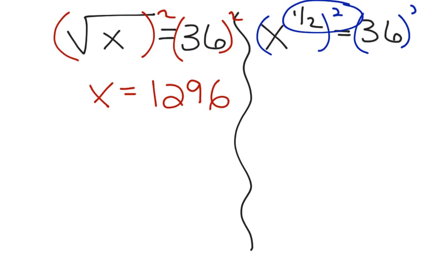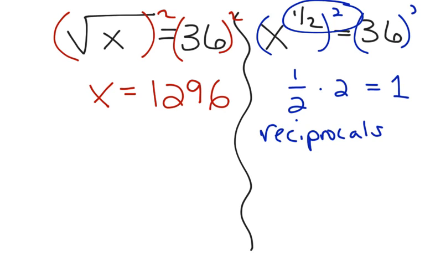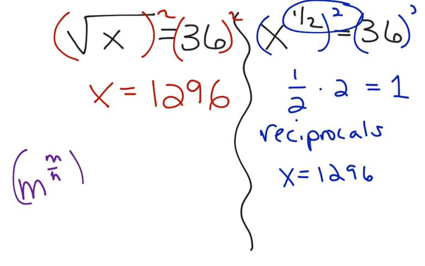The properties of exponents tell us that when we raise a power to a power, we multiply those exponents together, and 1/2 times 2 is 1, because they're reciprocals. One thing we know about reciprocals is when you multiply them together, you get 1. So we end up with x is equal to 1296. So the way that we're going to go about getting rid of rational exponents, I believe we always use m over n, is we're going to raise it to the reciprocal of its exponent.